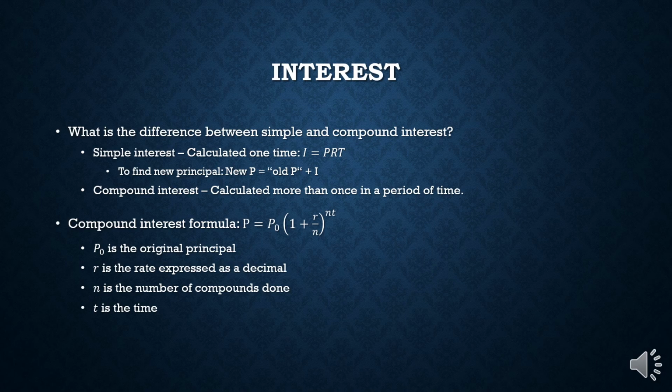Rate is usually expressed as a percent in a problem, but needs to be changed to a decimal prior to putting it in the formula. N is the number of compounds that are done over the course of that particular time. And T is the amount of time that interest is calculated over.